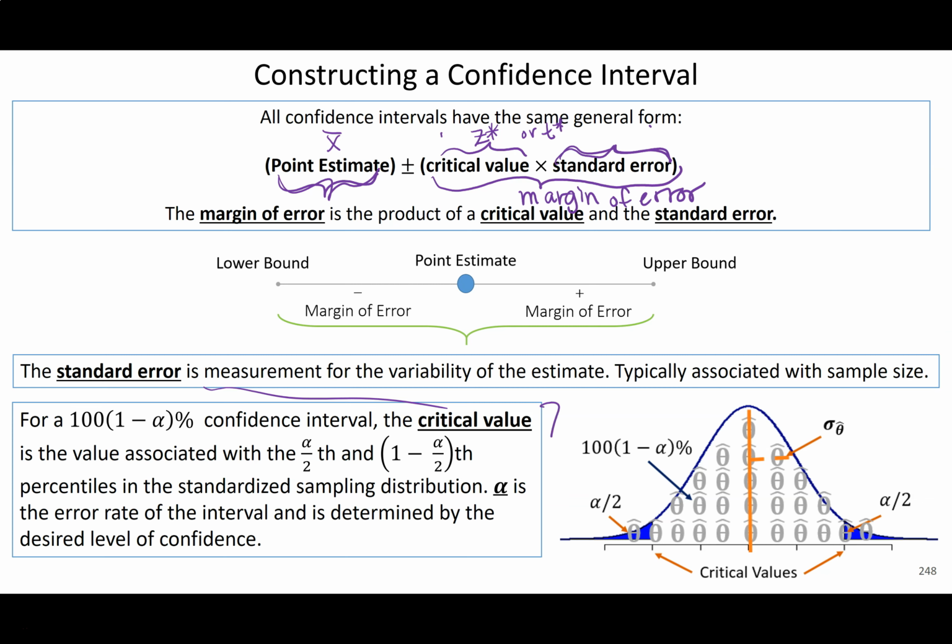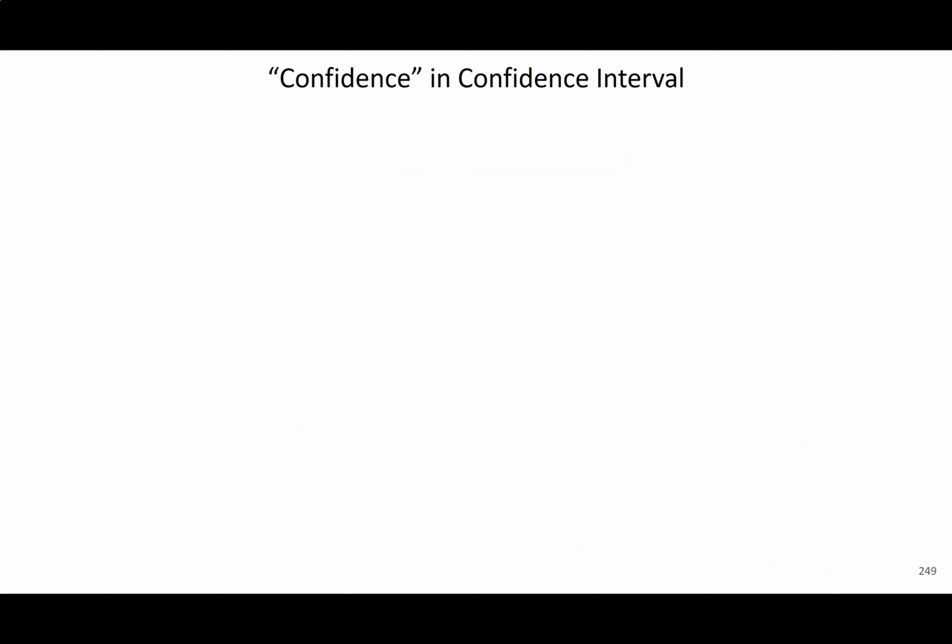And then for a 100 times 1 minus alpha percent confidence interval, which sounds much fancier than it is, we'll explain a little more on the next slide. The critical values that we use for z star, at least this week, are going to be the alpha over two and the 1 minus alpha over two percentiles. I'll show you what we mean by that.